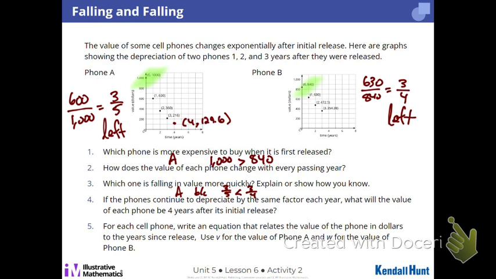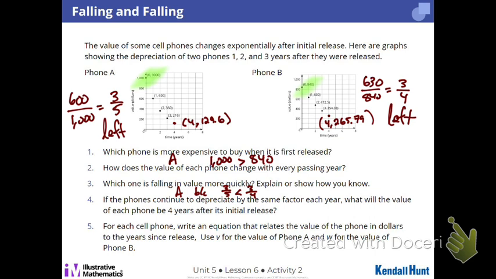Okay, let's go to phone B. In year 4, what's going to happen to my 354.38? 354.38 would multiply by 3/4. And year 4 is going to be 265.79. So 4, and I got 265.79. Nearest penny with money all the time. Great. So that takes care of number 4.